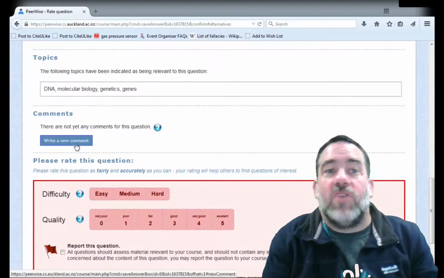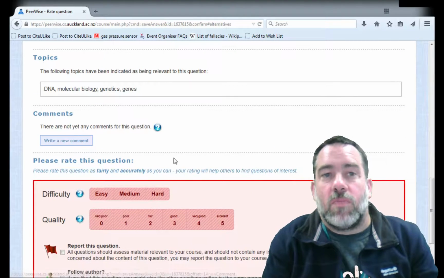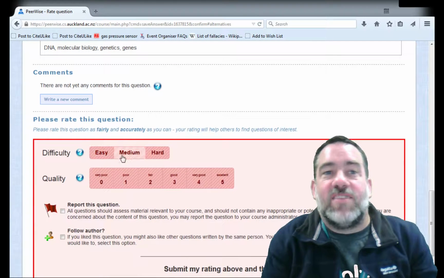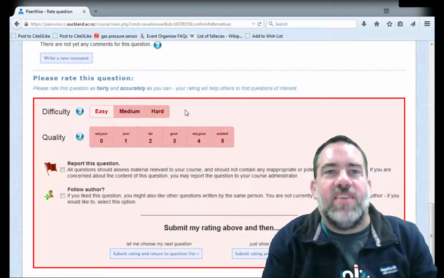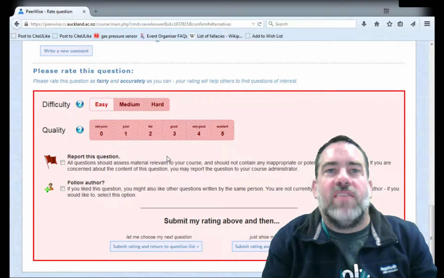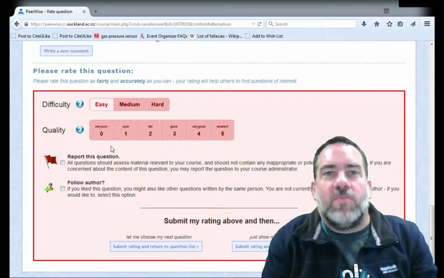I could write a comment about it. I could also add a difficulty. I think that's a pretty easy question. You can get it straight away from the notes, so I'm going to select easy, and I think it's reasonably well written. It's straightforward to understand.